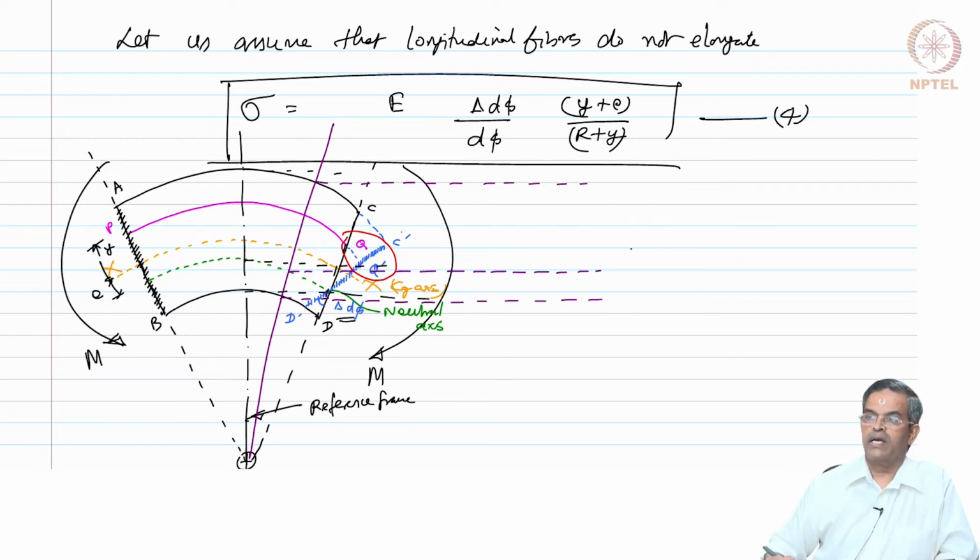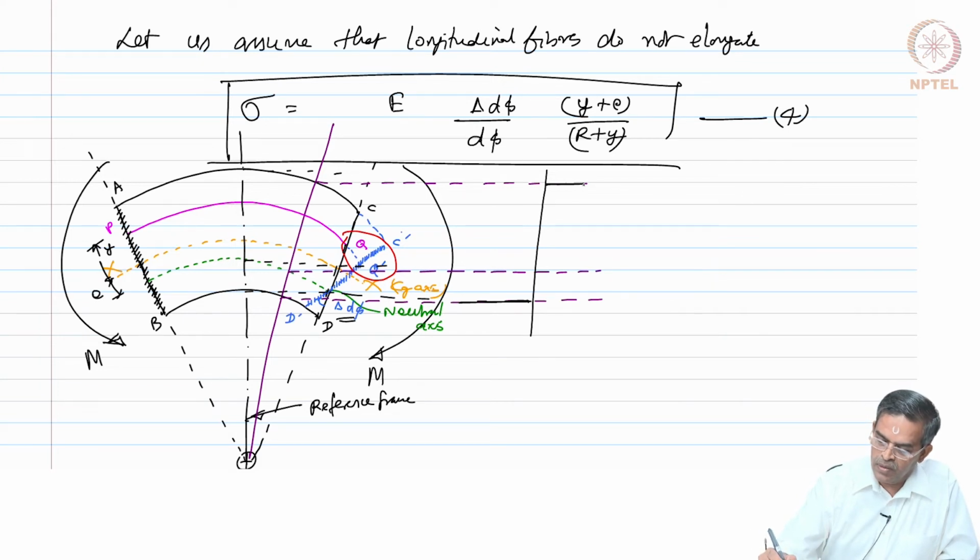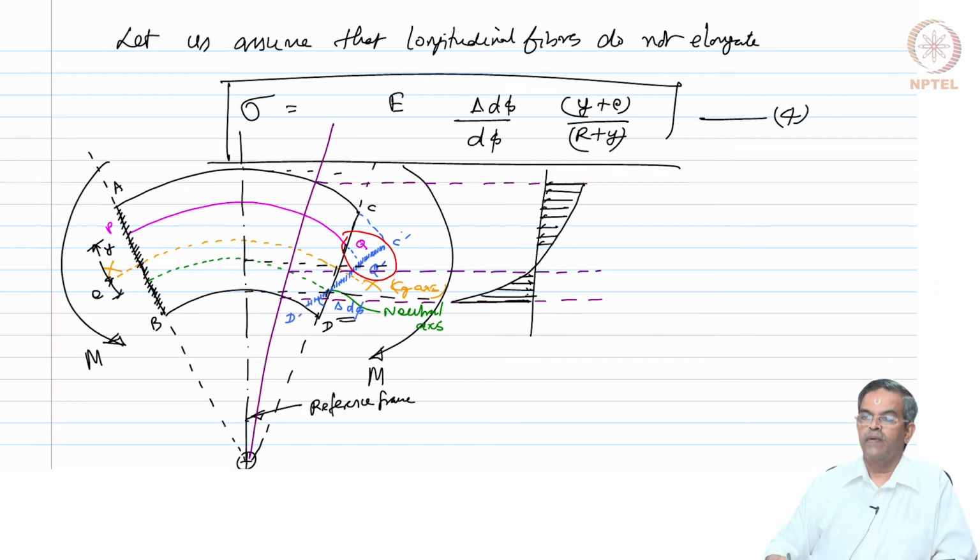So, this is my neutral axis. Let me draw the figure. Now, we know this is going to be tensile, this is going to be compressive, and the stress is going to be non-linear. So, this is tensile, this is compressive, and this variation will be hyperbolic, it is non-linear.